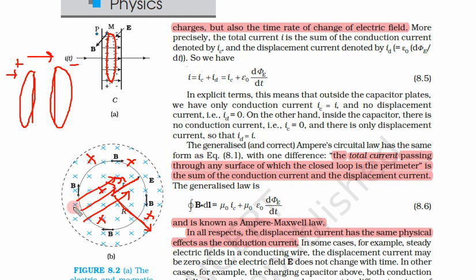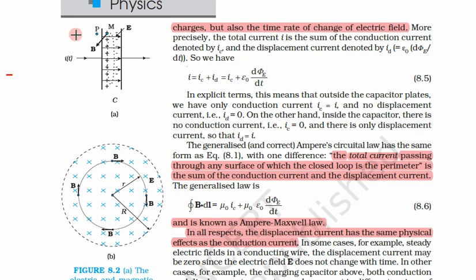So the electric field is going inside. That's why we are showing it by a cross. Now, what is the direction of the magnetic field inside? Now we are inside the capacitor, inside point M. So what is the direction of the magnetic field?